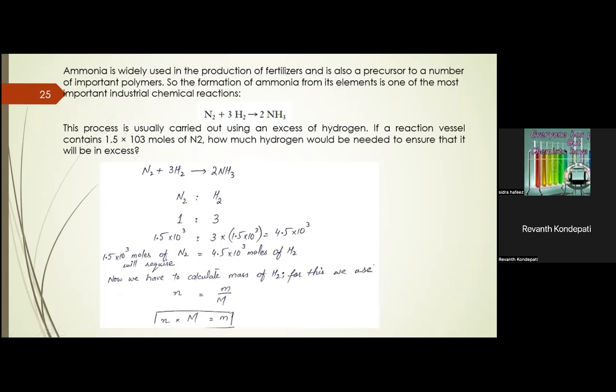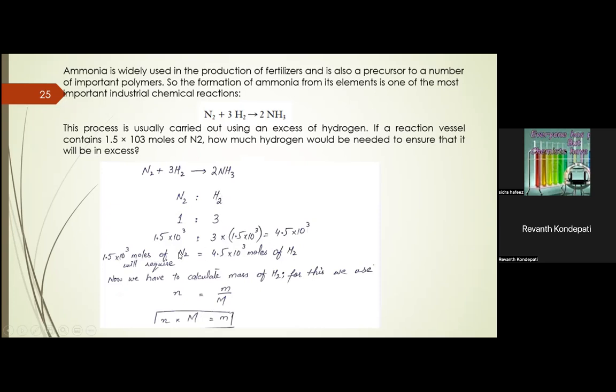Now, you have to ensure that the hydrogen should be in excess. So first, you will have to find out how much hydrogen is required by these 1.5 × 10^3 moles of nitrogen. Then you will come to know that the amount of hydrogen must be greater than this calculated amount to ensure the excess amount of hydrogen. Now let's start with the solution. Let's start with the ratio form, which is more convenient, easy to discuss and time saving. Nitrogen is 1 mole, hydrogen is 3 moles. 1 mole of nitrogen requires 3 moles of hydrogen. Then 1.5 × 10^3 moles of nitrogen will require, multiplying by 3, 4.5 × 10^3 moles of hydrogen.